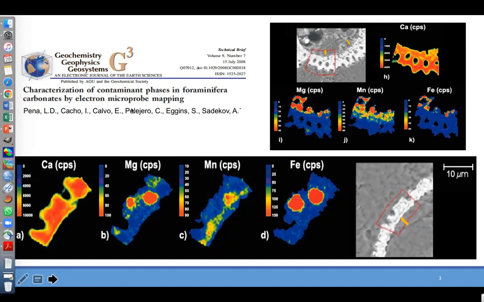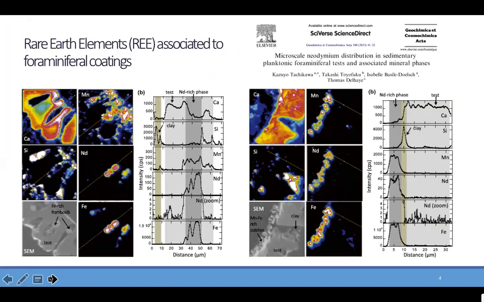But these authigenic precipitations can also tell us something about primary changes in the foraminifera, primary changes in our environment. We can have association of different elements to these authigenic oxides. In this other work, the example is the rare earth elements, neodymium. They can also be associated with the oxides, as you can see here, in the electron mapping.